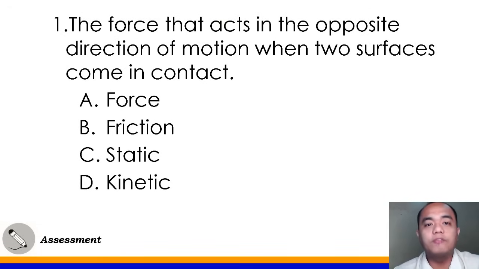Number 1. The force that acts in the opposite direction of motion when two surfaces come in contact. A. Force, B. Friction, C. Static, or letter D. Kinetic. The correct answer for number 1 is yes, friction is the force that acts in the opposite direction of motion.